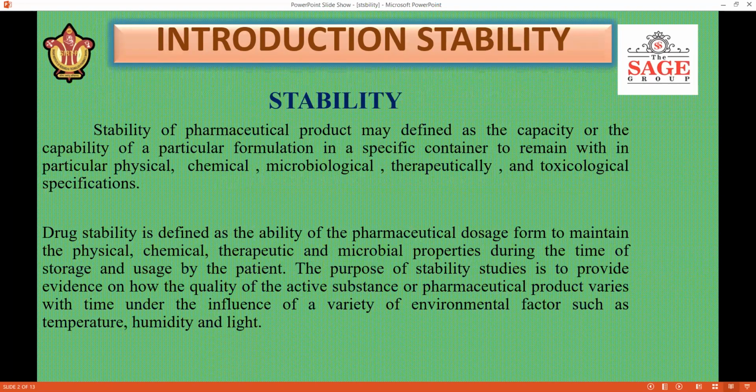Stability of a pharmaceutical product may be defined as the capacity or capability of a particular formulation in a specific container to remain within particular physical, chemical, microbiological, therapeutic, and toxicological specifications. Suppose this is a container closure system and the formulation is present in this container. It is the ability of this formulation to maintain the physical and chemical properties of that particular product.